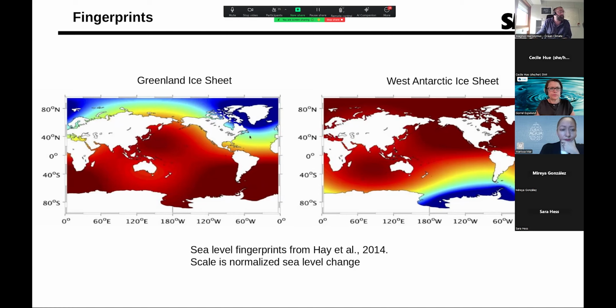So you can see if you melt on Greenland, for example, you have a sea level fall close to Greenland. Here where we are in Scandinavia, you have quite a small response. And if you're in the South Atlantic, you have a very large response because you're far from it. And then you have a kind of mirrored opposite response from West Antarctica here, where the sea level falls around Antarctica if you melt there, and it rises a lot in the North Pacific and North Atlantic.